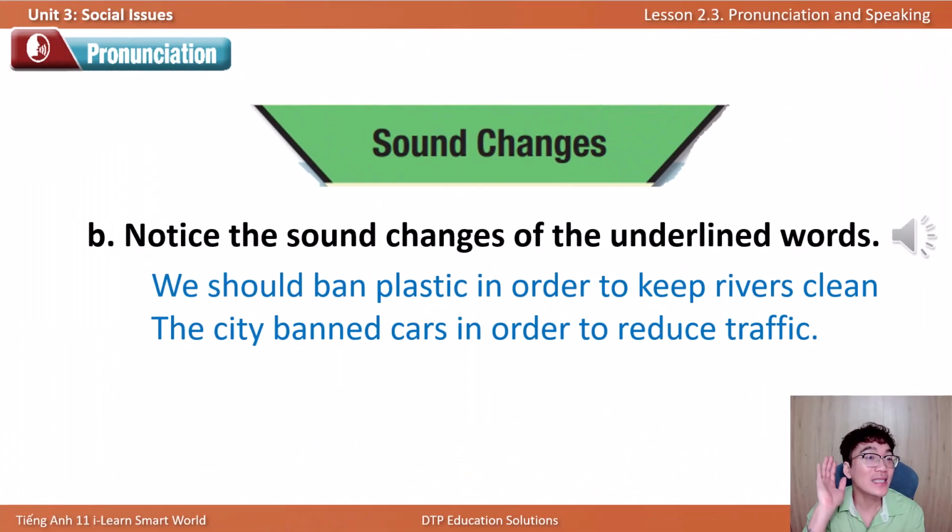Okay. Now please listen and notice the sound changes of the underlined words. And the underlined words here are "to". And remember, in a sentence, "to" will be pronounced with its weak form "ta". We should ban plastic in order to keep rivers clean. The city banned cars in order to reduce traffic.